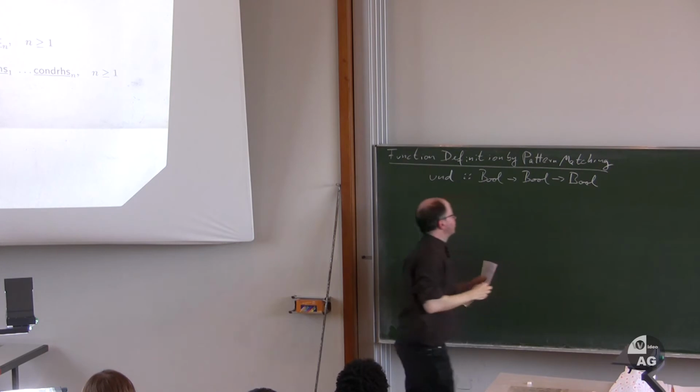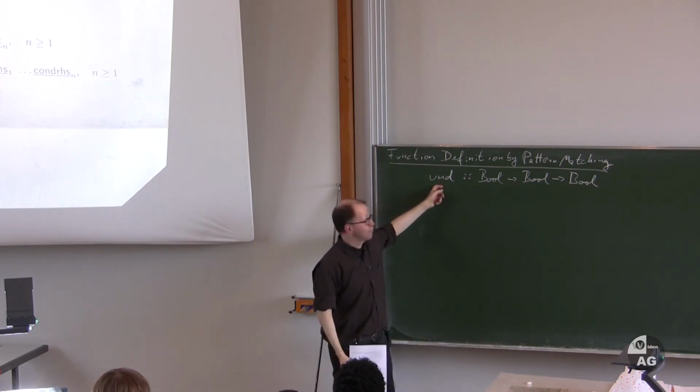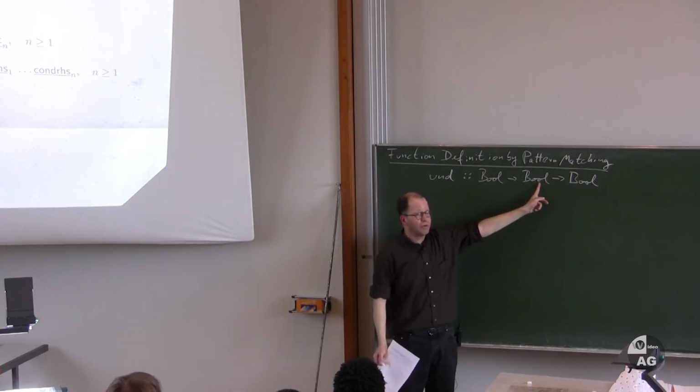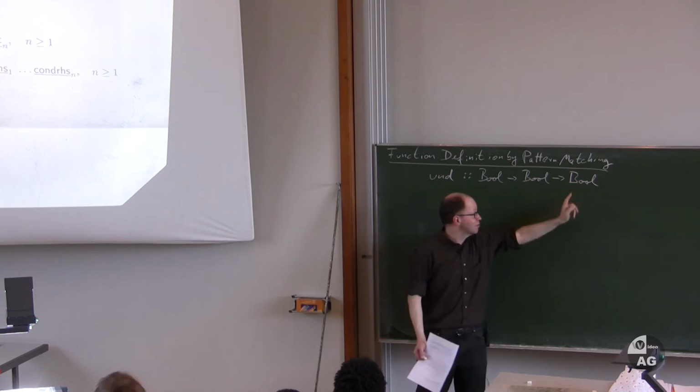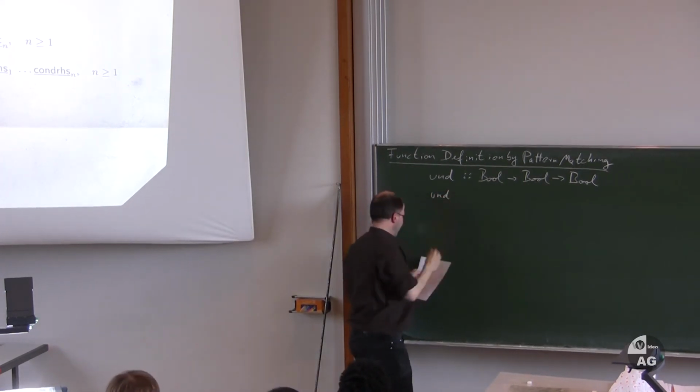So I use currying here already. Typically you would expect this to be a binary function, but now it's a unary function. It takes one Boolean value, and then it waits for another Boolean value, and if it has both these values, it can compute the result. So how does und work?